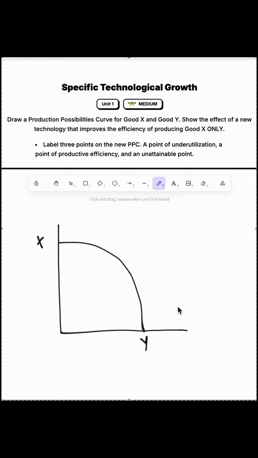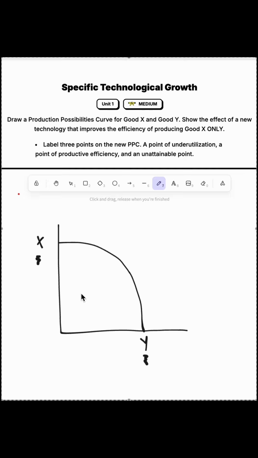All right, this is a Unit 1 FRQ. We're looking at a PPC graph here, and we're showing a country that can produce good X and good Y. Now, we're supposed to show the effect of new technology, and this technology only improves the country's ability to make good X. It does nothing for good Y.